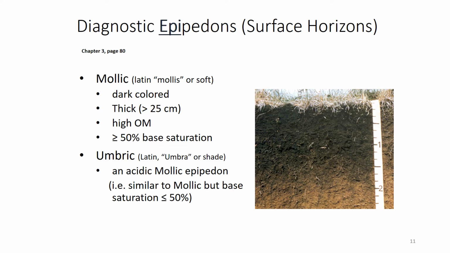We talked about some diagnostic epipedons, or surface horizons, such as mollic, which is a dark-colored, thick, high organic matter surface horizon with greater than or equal to 50% base saturation. All Mollisols must have a mollic epipedon at the surface. Umbric is the same thing as mollic, but it has less than or equal to 50% base saturation.